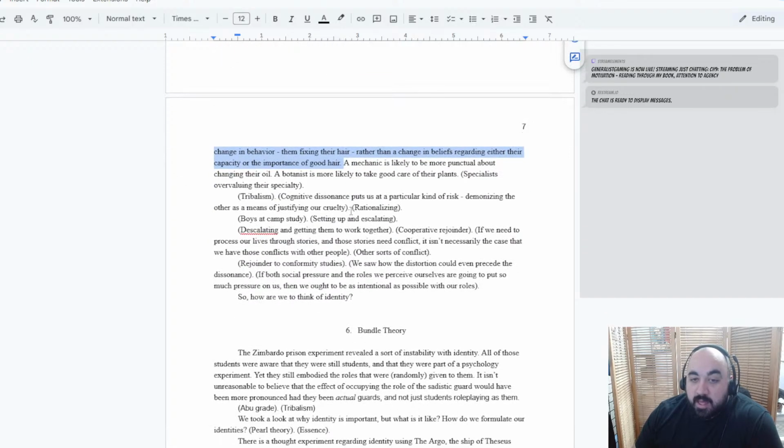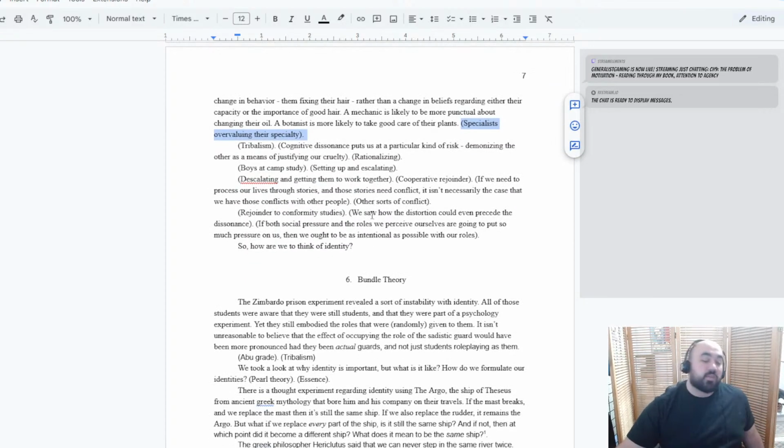A mechanic is likely to be more punctual about changing their oil. A botanist is more likely to take good care of their plants. There's this interesting phenomenon where specialists tend to over-evaluate their own specialty. And this is pretty interesting to me in that there's only like one batch of scientists.